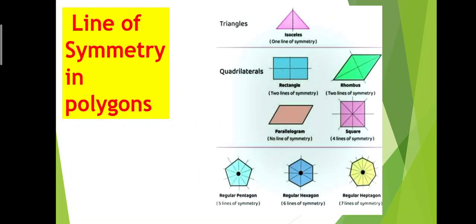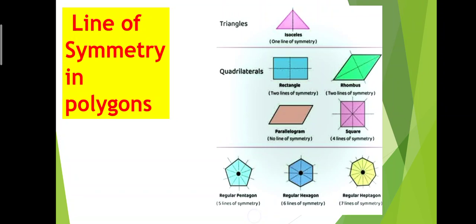Line of symmetry in polygons. In triangles, 1 line of symmetry. Quadrilaterals: rhombus, 2 lines of symmetry, and rectangle, 2 lines of symmetry. Parallelogram, no line of symmetry. Square, 4 lines of symmetry.